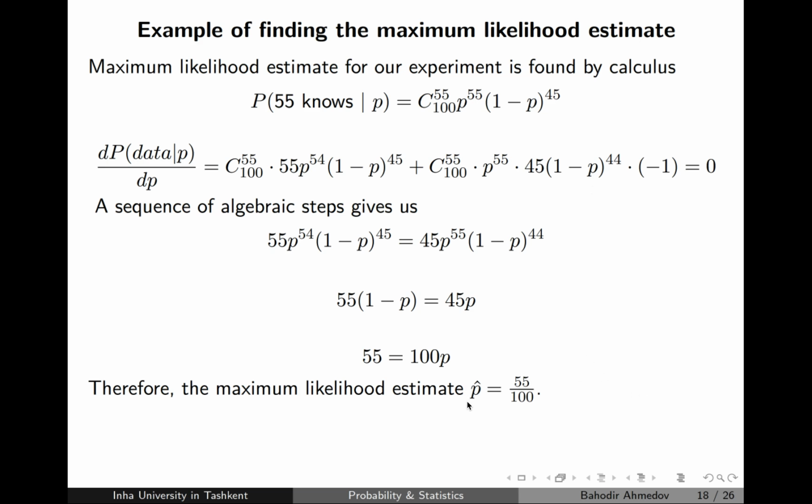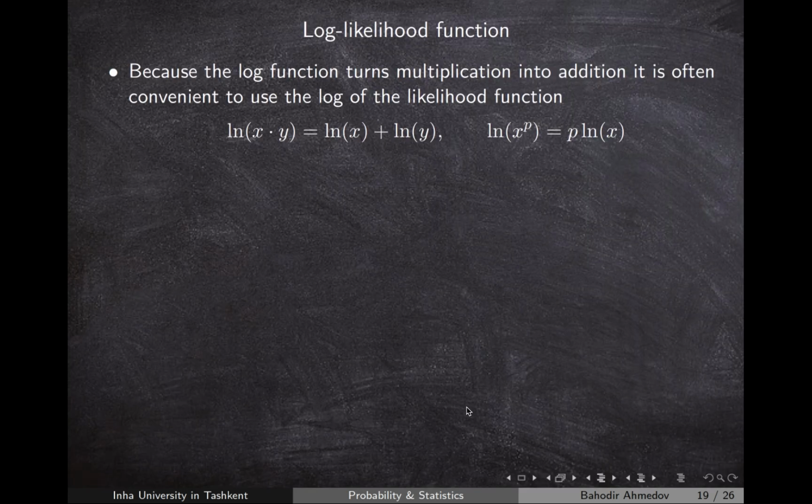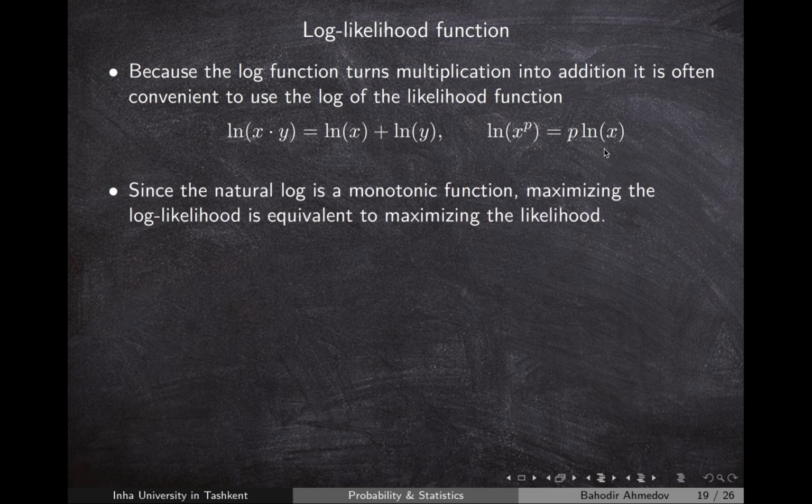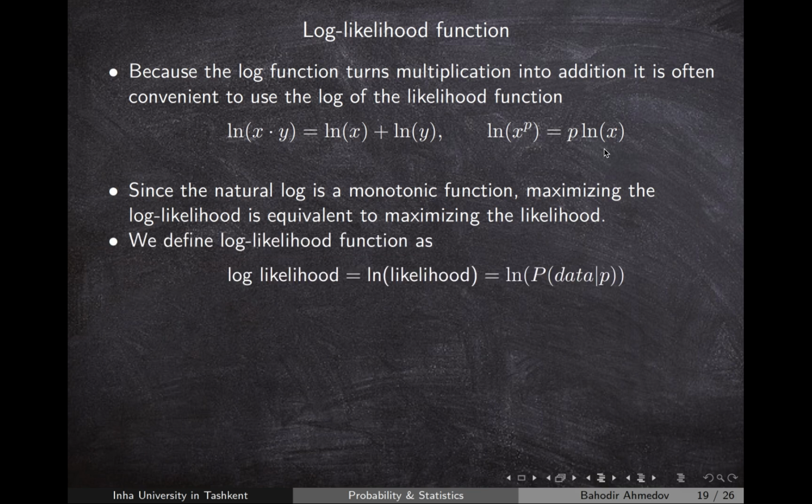So I obtained the p which maximizes my likelihood function. Sometimes it is more comfortable to use the logarithmic likelihood function, because the logarithm turns multiplication into addition, and it also has the good property that the ln of x to some power p is p multiplied by the ln of x. And since the natural logarithm is monotonic, maximizing the likelihood function is equivalent to maximizing the logarithmic likelihood function.